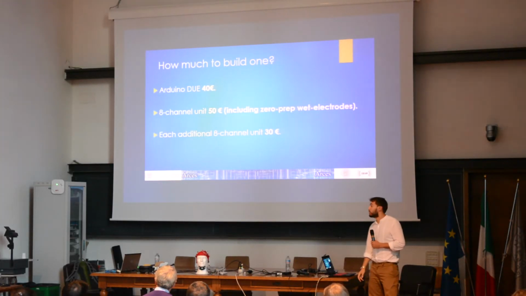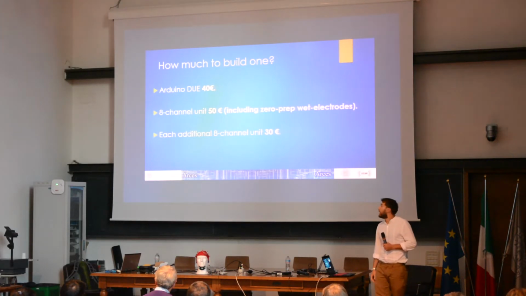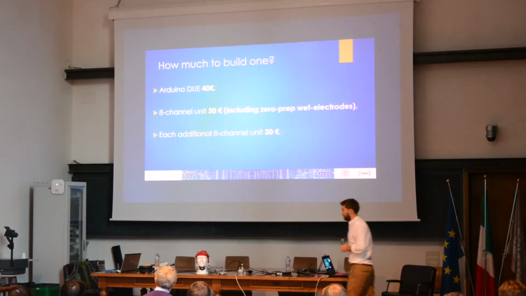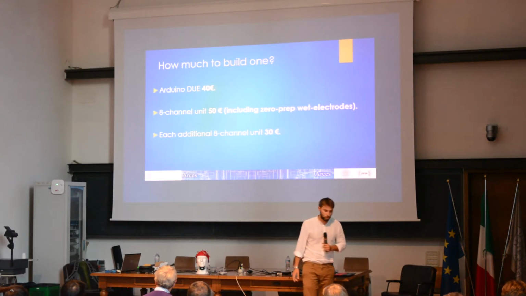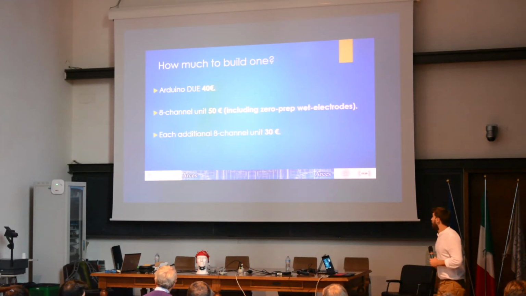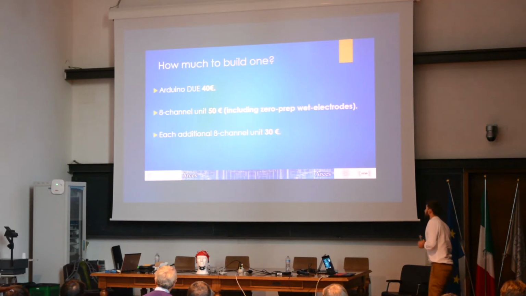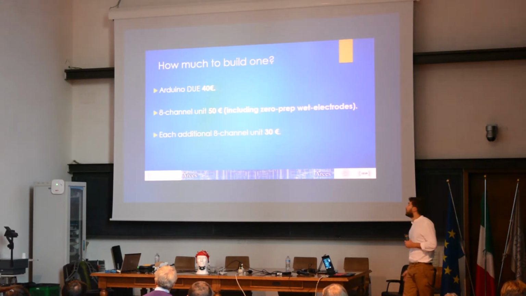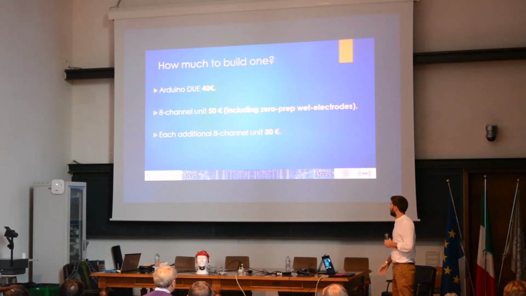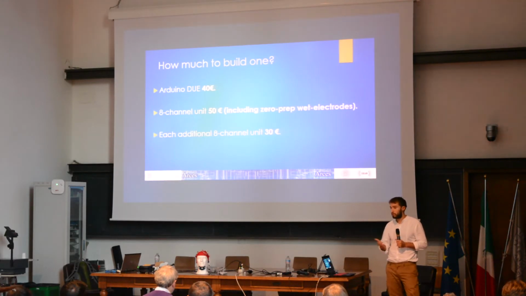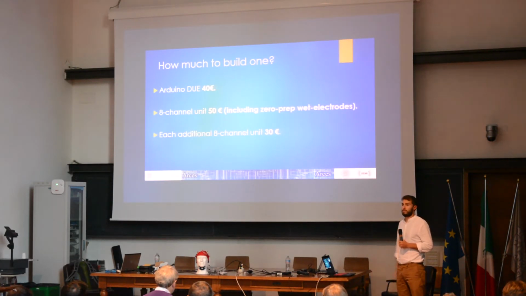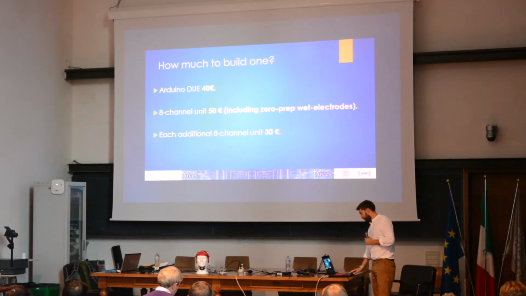So how much does this system cost? Arduino Due is more or less 40 euros. An 8-channel board, which you can see here, costs more or less 50 euros and also includes optical isolation. Each additional 8 channels cost 30 euros. So with about 200 euros you can set up a 32-channel system that has the same performance as a medical device.